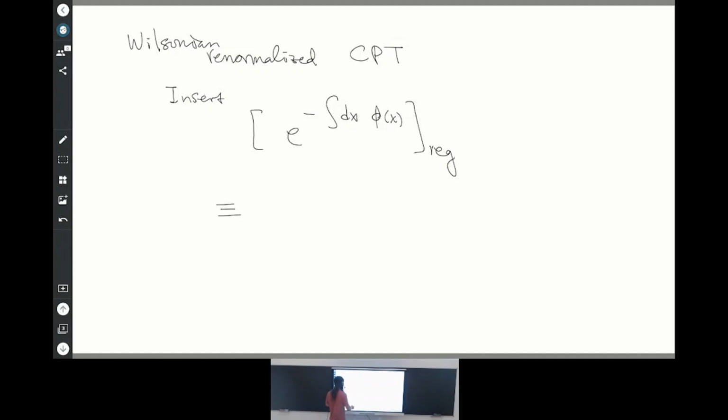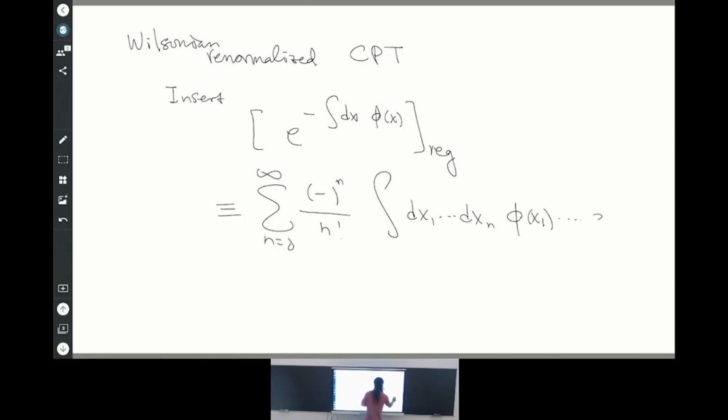What this means is that it is defined to be the sum over n from 0 to infinity of minus 1 to the n over n factorial, times the integral, as you would normally exponentiate this expression, of phi x1 through phi xn. But I'm going to restrict my integration domain to some domain, I'll call it Vn, where this Vn is a suitable domain defined through a Wilsonian cutoff. So for example, in a point splitting scheme, I would write this as xi minus xj greater than some distance r.